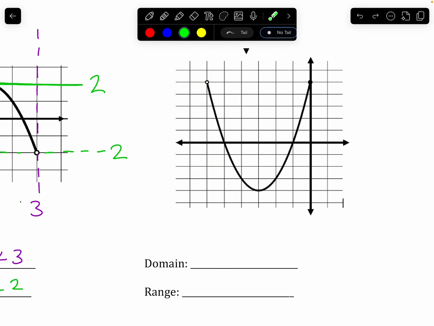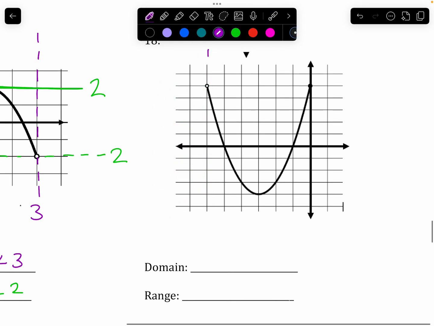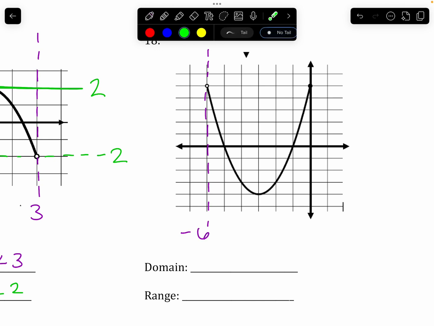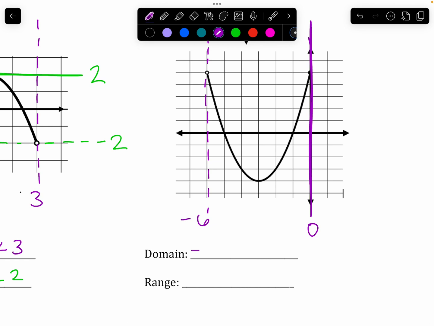So the domain are our x values. They go this way, and they start there. I'm going to draw a dotted line, and that is at negative 1, 2, 3, 4, 5, 6. Negative 6. And then as I continue moving around my graph, they stop there. There's no x values in my graph past this coordinate. That is a closed circle, so we're going to give it a solid line, and that is at 0. So my domain values are between negative 6 and 0. At negative 6, it is an open circle, but at 0, it is a closed circle.